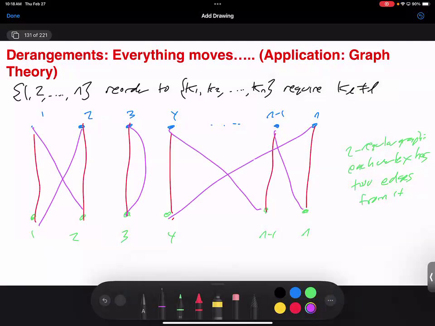And a situation like this would not be a derangement for the second connection because I'm sending 3 back to 3. For the first one, I don't really care because I can always reorder the bottom. So 1 goes to 1, 2 goes to 2 for the first time. But for the second time, I don't want something like this. Why would this be bad? Why would you not want a graph like this?